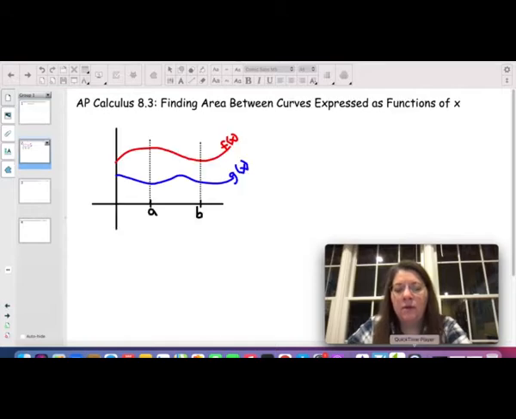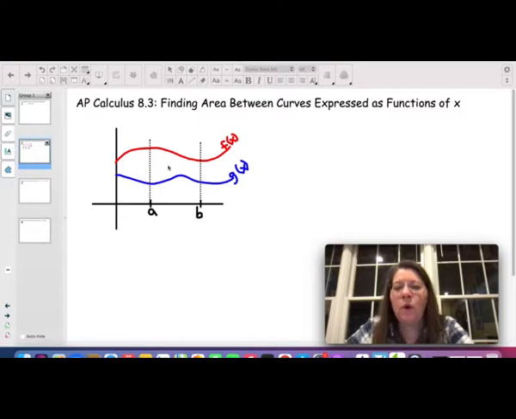So what we're going to do today is take two functions, and we will have a top function and a bottom function, and we will be given an interval from a to b, and our job is going to be to find the area in between those two curves within that interval.